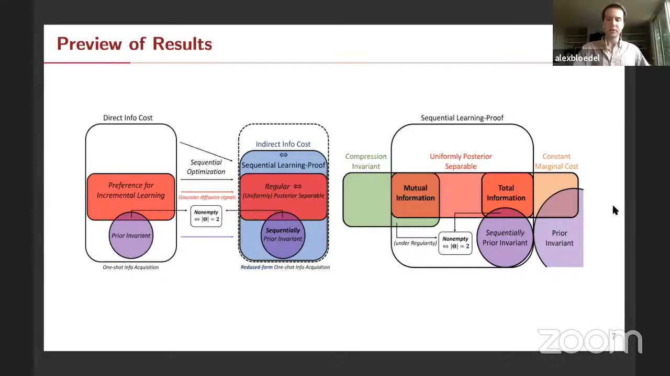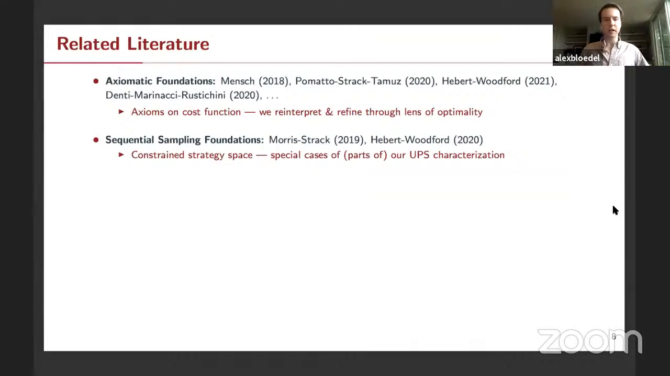Okay. So let's just quickly get to the model. Briefly related literature. I've already mentioned that there's some work that looks at axiomatic foundations for information costs. We differ from this work in that we focus on optimization. There are two closely related papers, one by Philipp and Stephen Morris, and another by Ben Hebert and Mike Woodford, that provide related sequential sampling foundations for UPS costs. I'll discuss these more later.